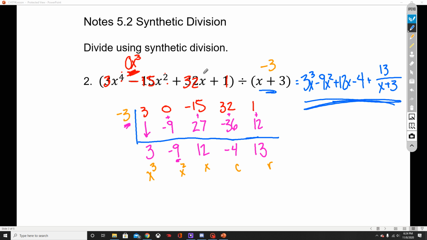So this would be our quotient when we divide these two polynomials. This is our quotient. How do we know it's division? There's a division symbol right in between. This divided by this. All right, so this is our quotient.